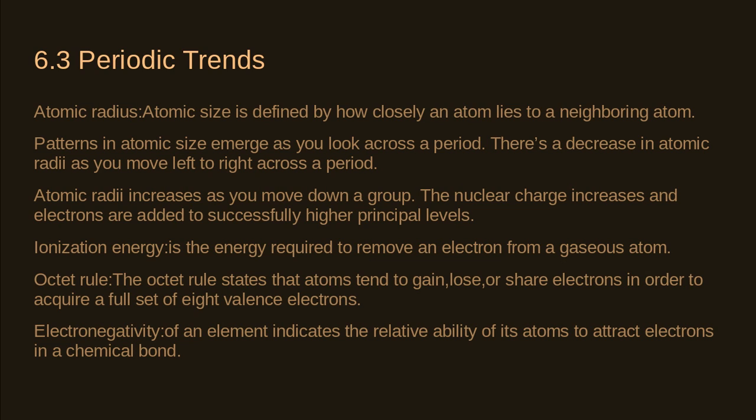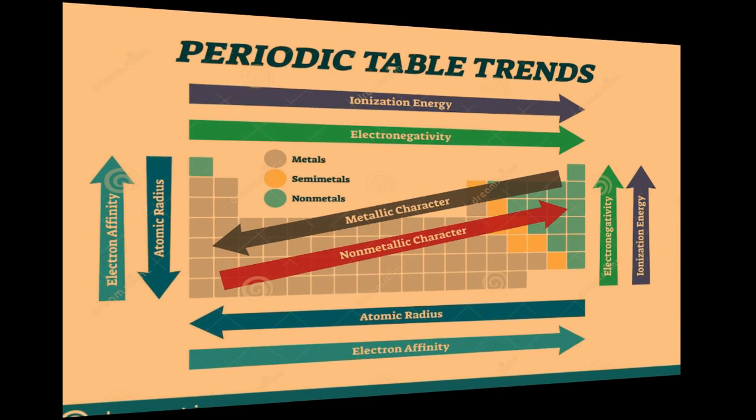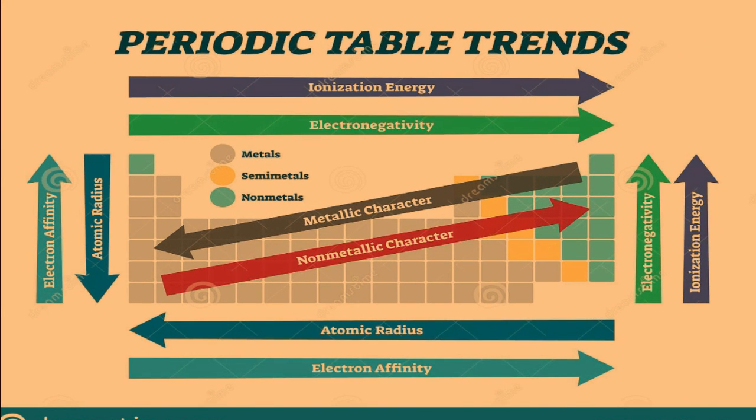Ionization energy is the energy required to remove an electron from a gaseous atom. The octet rule states that atoms tend to gain, lose, or share electrons in order to acquire a full set of 8 valence electrons. Electronegativity of an element indicates the relative ability of its atoms to attract electrons in a chemical bond. And then, these are the periodic table trends.